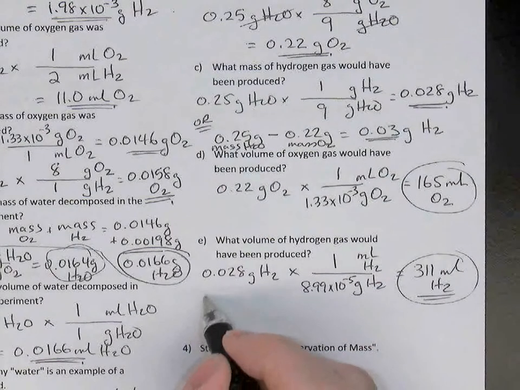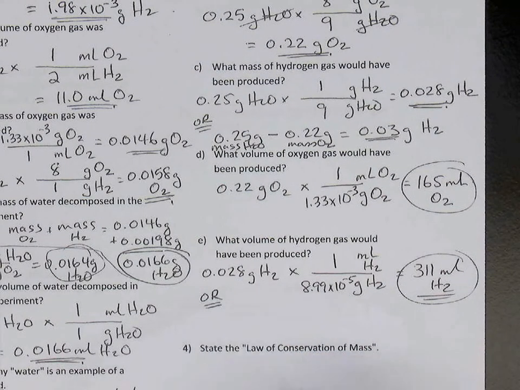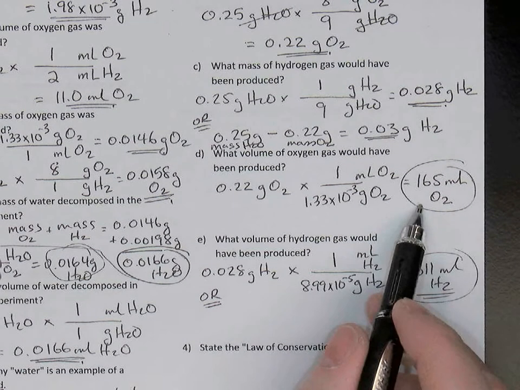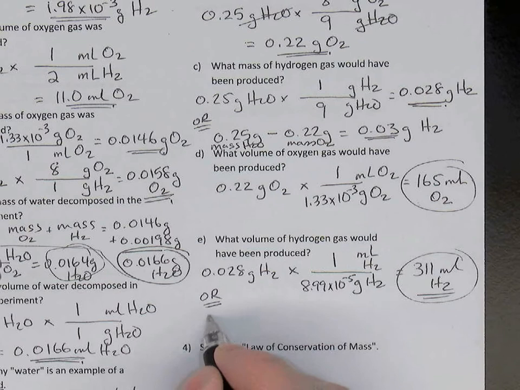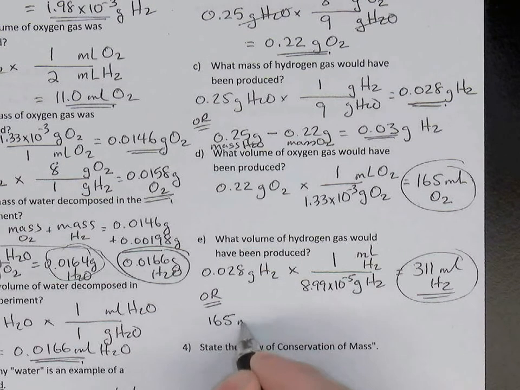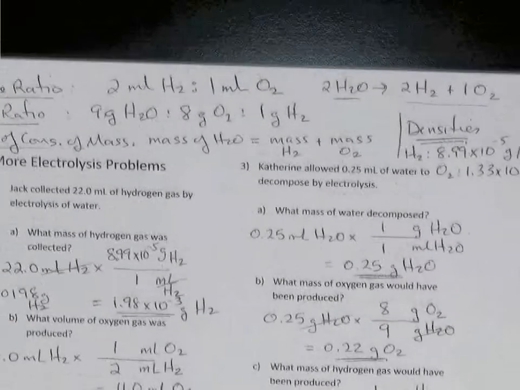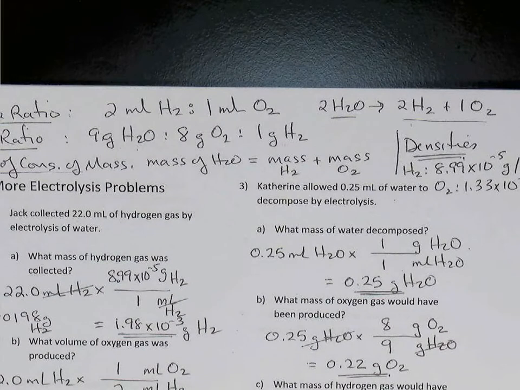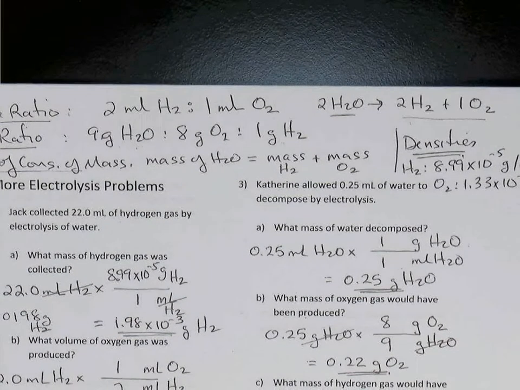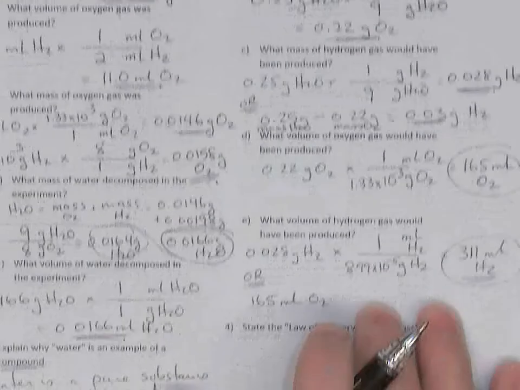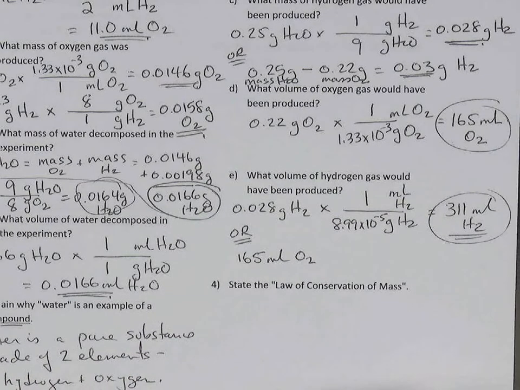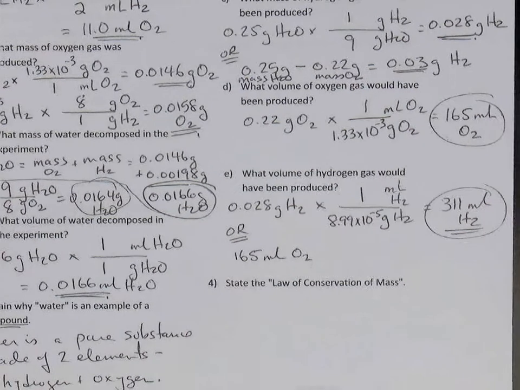However, there was another way to get the hydrogen's volume, and that's because we already knew the oxygen volume. We had just found oxygen's volume to be 165 milliliters. So we could have found the hydrogen volume with the volume ratio. We saw that up above. For every 2 mils of hydrogen, you get 1 mil of oxygen gas. The volume ratio only applies to oxygen and hydrogen. Water is not part of the volume ratio.